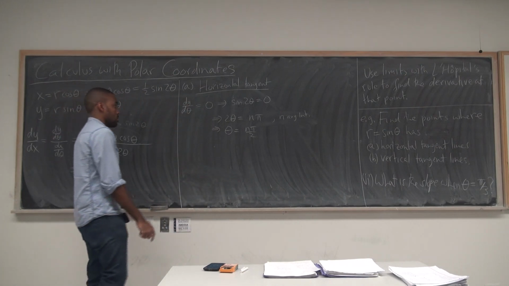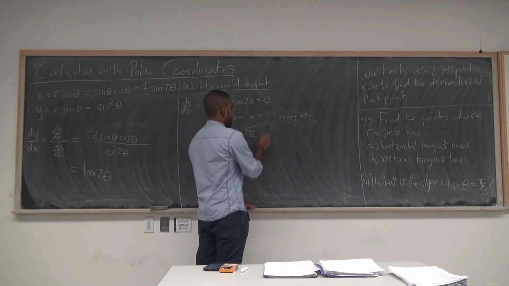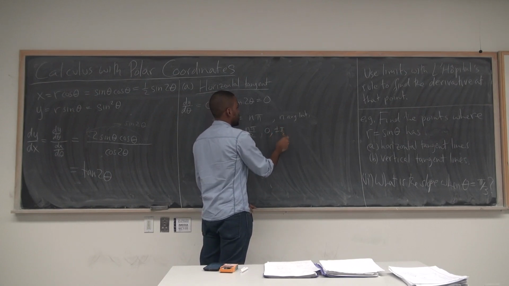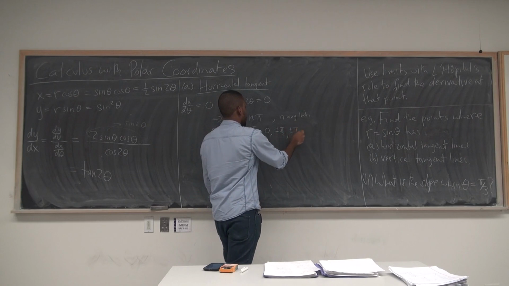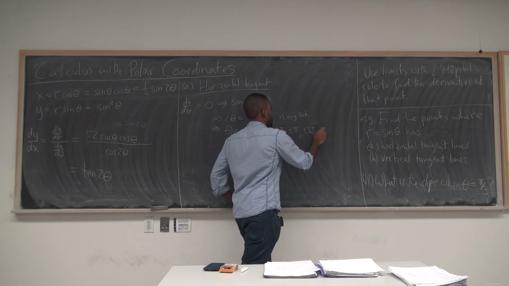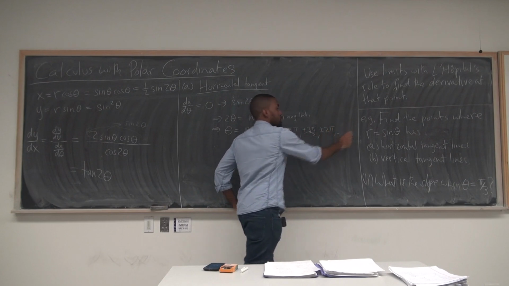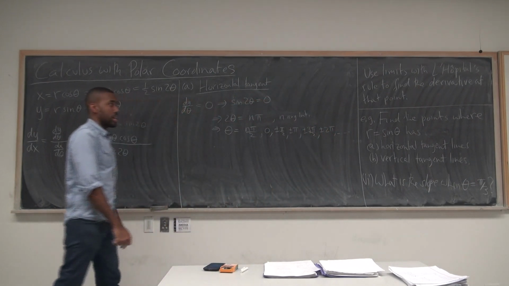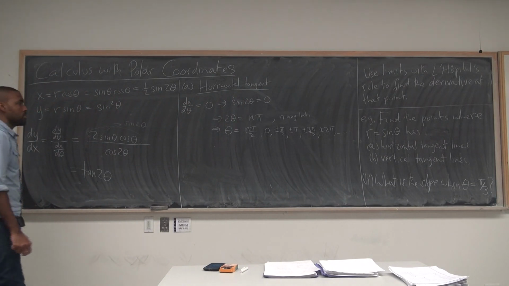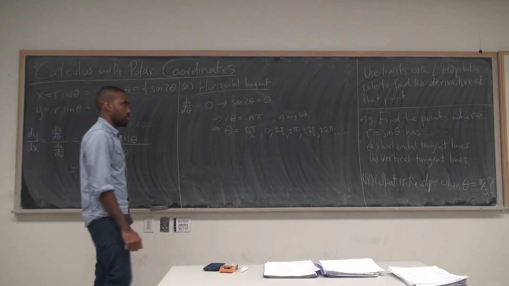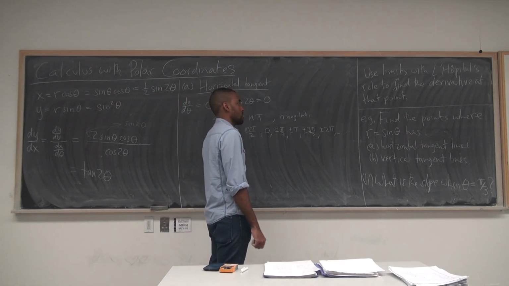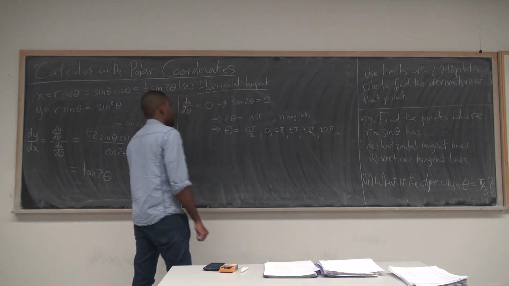Okay, so these are all my guys. So I can have 0, plus or minus pi over 2, plus or minus pi, plus or minus 3 pi over 2, plus or minus 2 pi, etc. All values like that, I will have 0. Are there an infinite number of points at which I would have a 0 tangent line? No.